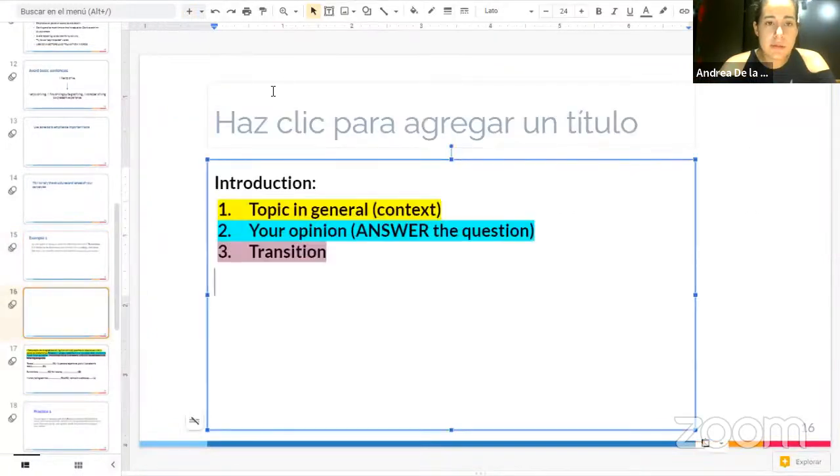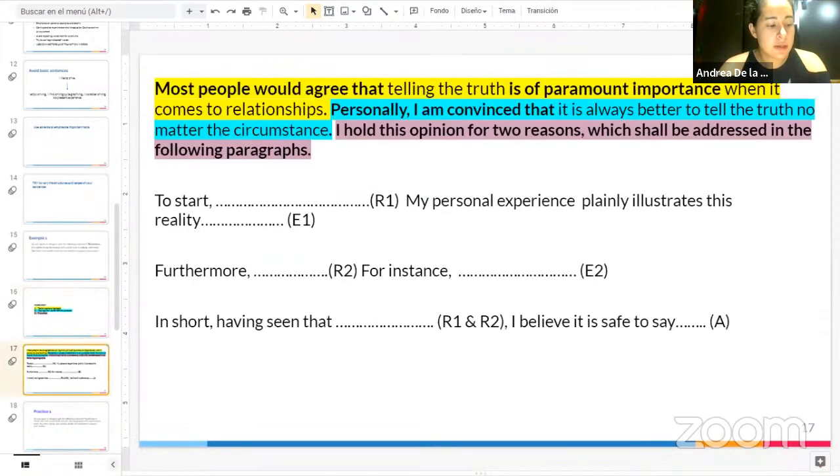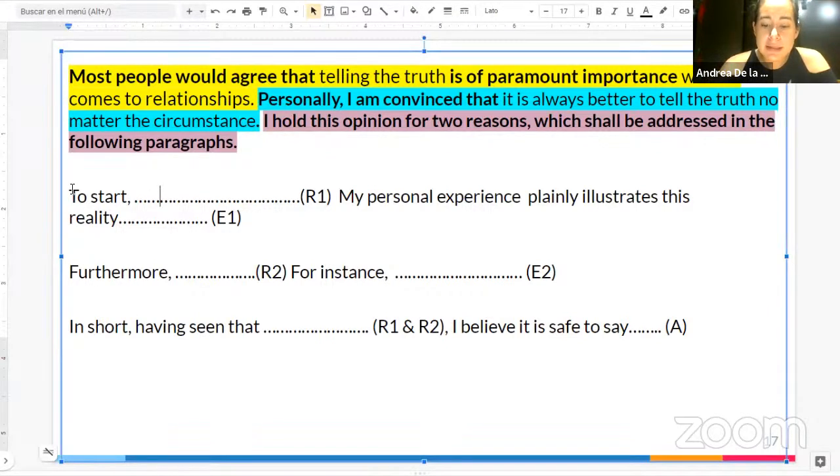I'm gonna paste it here. No questions? Okay, guys. So that's basically it. That is the introduction, all right? As for the body paragraphs, both of them are gonna be practically the same.